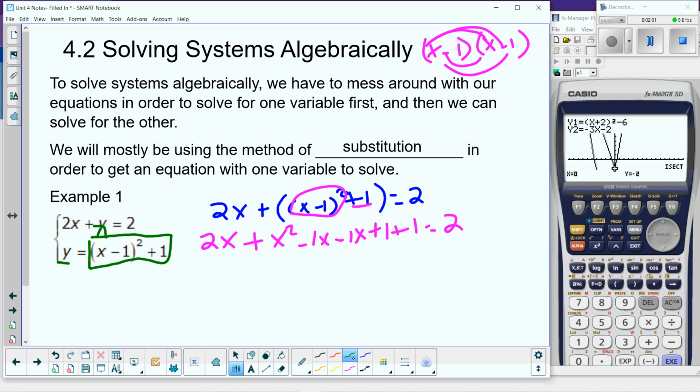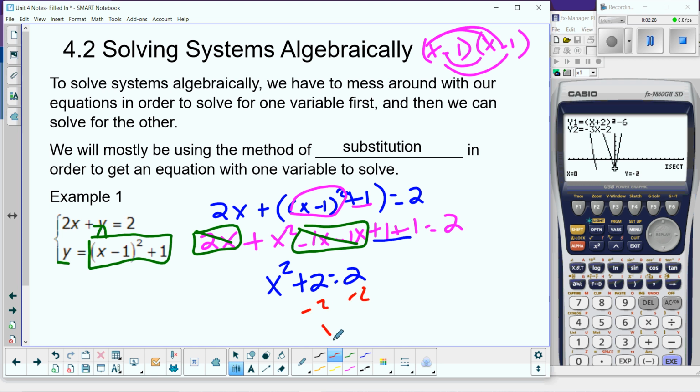Now we're going to go through and combine like terms. So I see I have 2x and negative 1x, negative 1x. Well, those are going to end up canceling each other. We then get x squared, 1 plus 1 is 2, so plus 2 equals 2. Now we can solve. Subtract 2 on both sides. x squared equals 0.